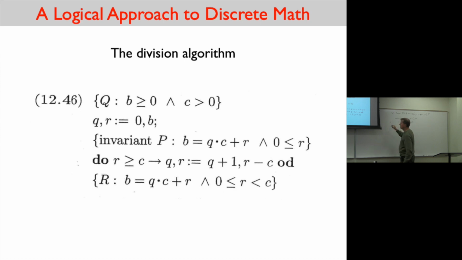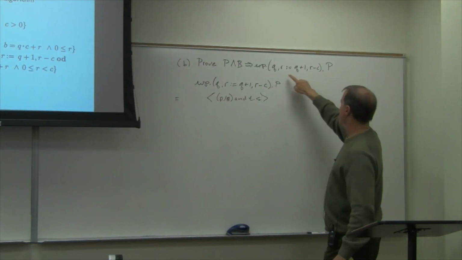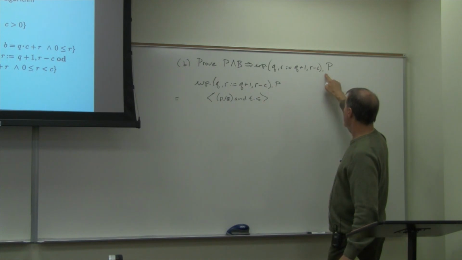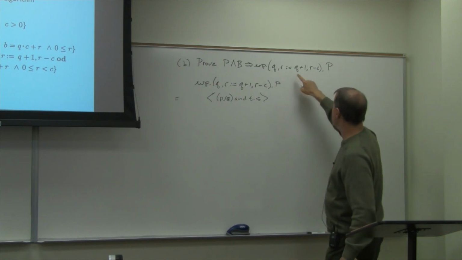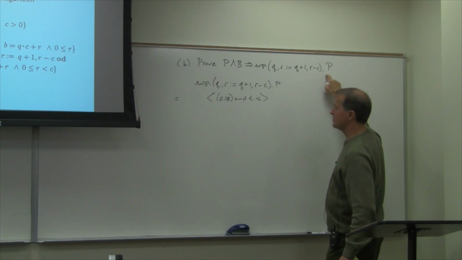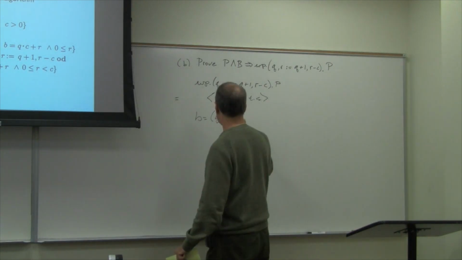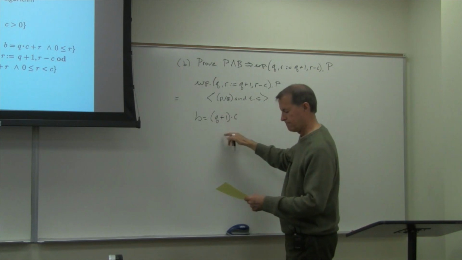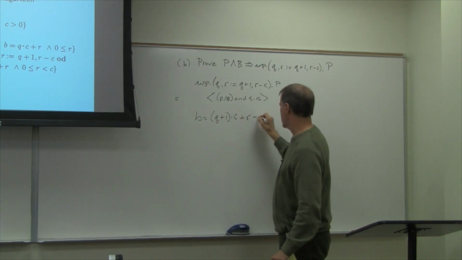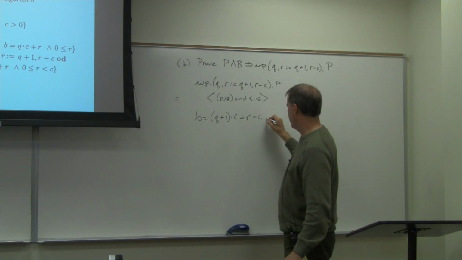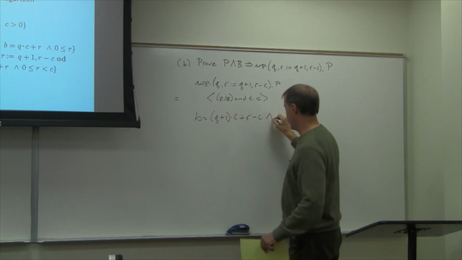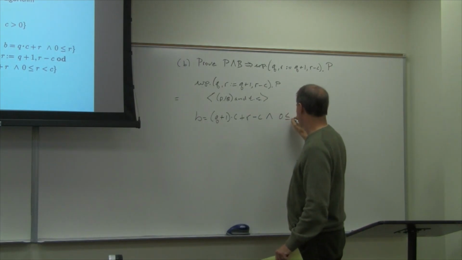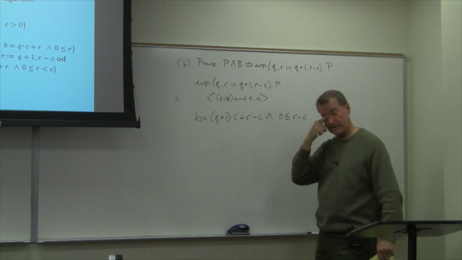We're doing this textual substitution into P right here. I mean, we're doing weakest precondition. So everywhere there's a Q, replace it with Q plus 1. Everywhere there's an R, replace it with R minus C, and into the invariant, right? Okay. Q plus 1 times C, and in parentheses there, right? Plus R minus C. Oh, but there's more, right, to the P. And 0 is less than or equal to R minus C. All right, is everybody good?